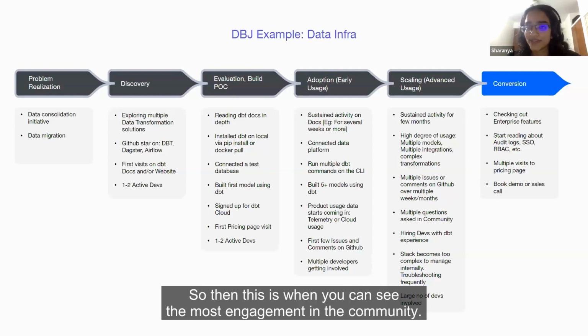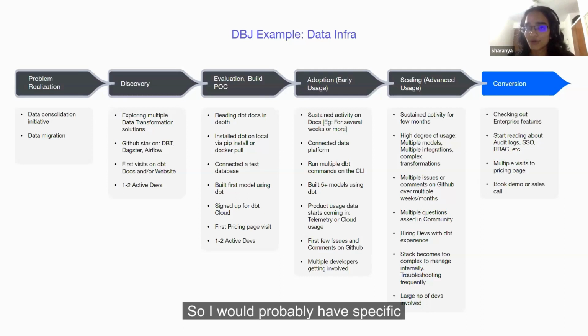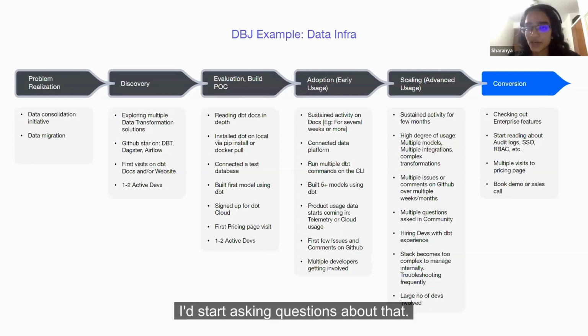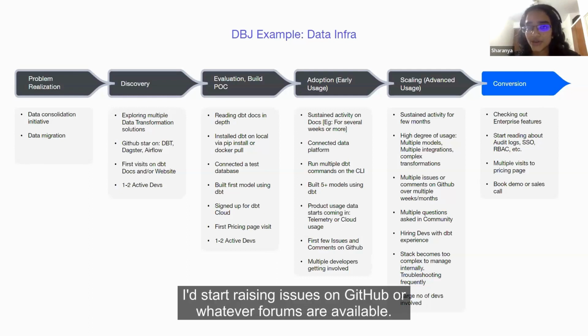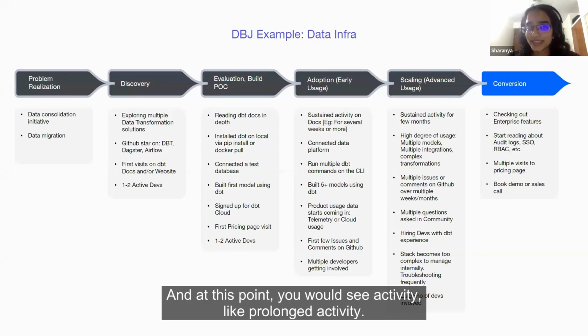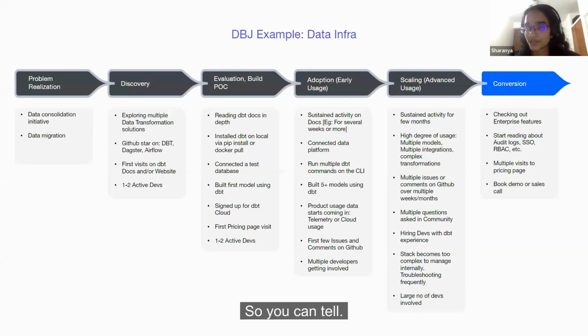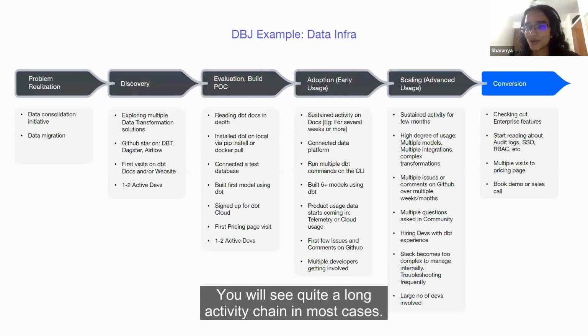And this is when you can see most engagement in the community. I would probably have specific troubles, and I think, okay, maybe someone else has already solved it before. I'd start asking questions about that. I'd start raising issues on GitHub or whatever forums are available. And at this point, you would see prolonged activity. By this time, the evaluation is done. People have already started using the product. So you will see quite a long activity chain in most cases.